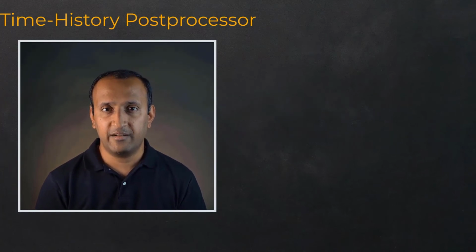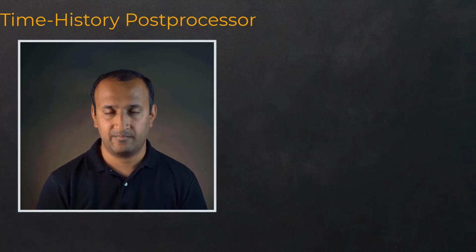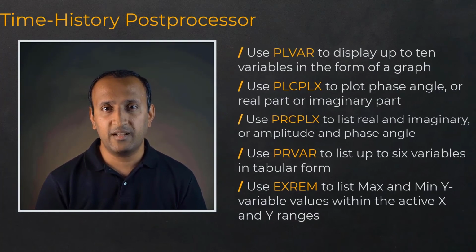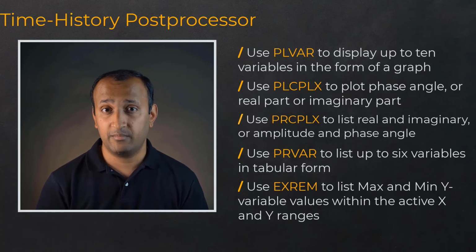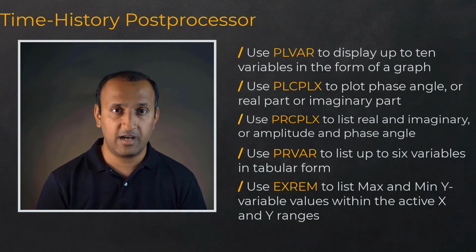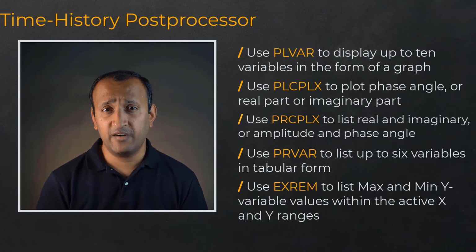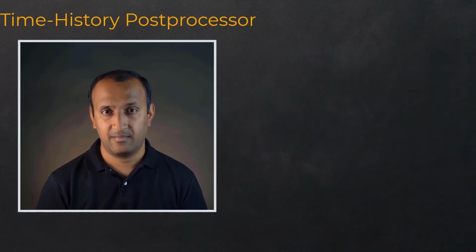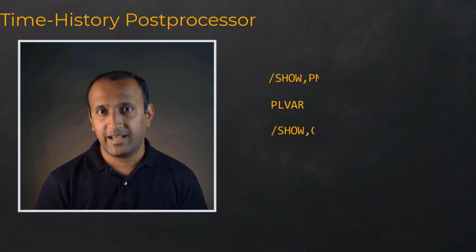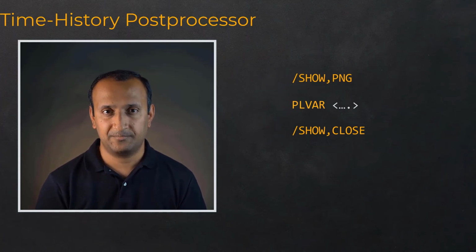After the variables have been defined, one can review them via graph plots or tabular listings. One can use the PLVAR command to plot up to 10 variables at a time. By default, the variable used for the x-axis of the graph is time for static and transient analysis, or frequency for harmonic analysis. A different x-axis variable can be specified using the XVAR command, such as when plotting stress versus strain. Once the plots are generated, they can also be saved to a file using these commands.